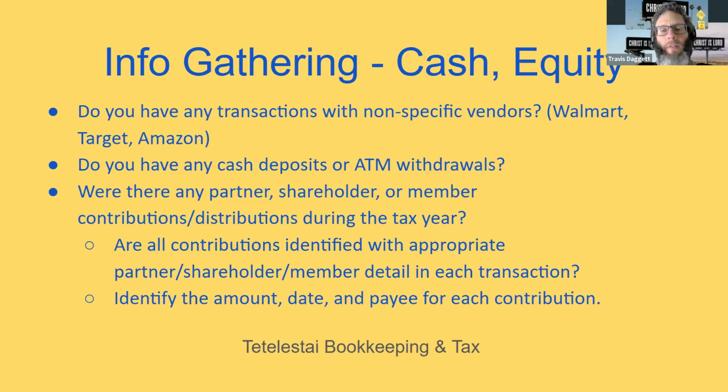Next item, cash deposits or ATM withdrawals. So these are items that we would need details on. Now, if they're always the same thing, of course, that makes it easier. Are cash deposits always sales income? Or sometimes are they owner contributions? Are they reimbursements? ATM withdrawals, are those always for the same thing? Are those owner draws or partner distributions, or could they be used for parking fees?